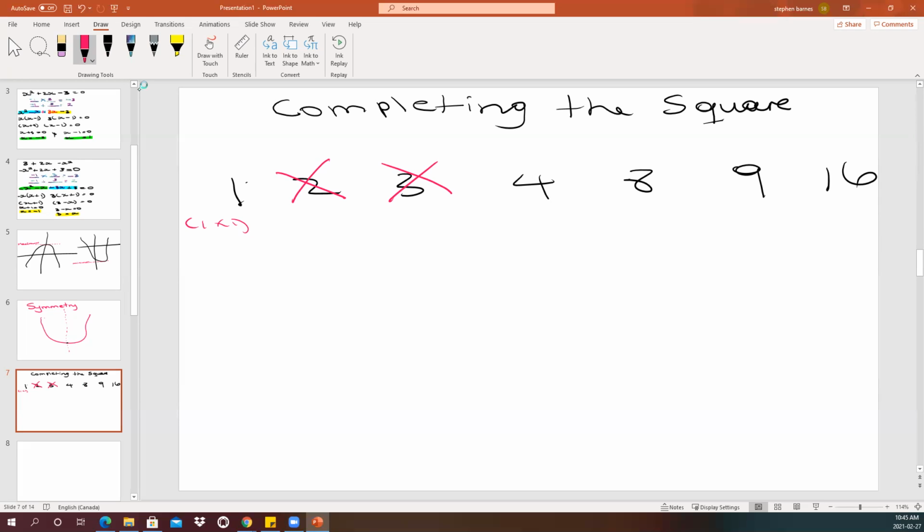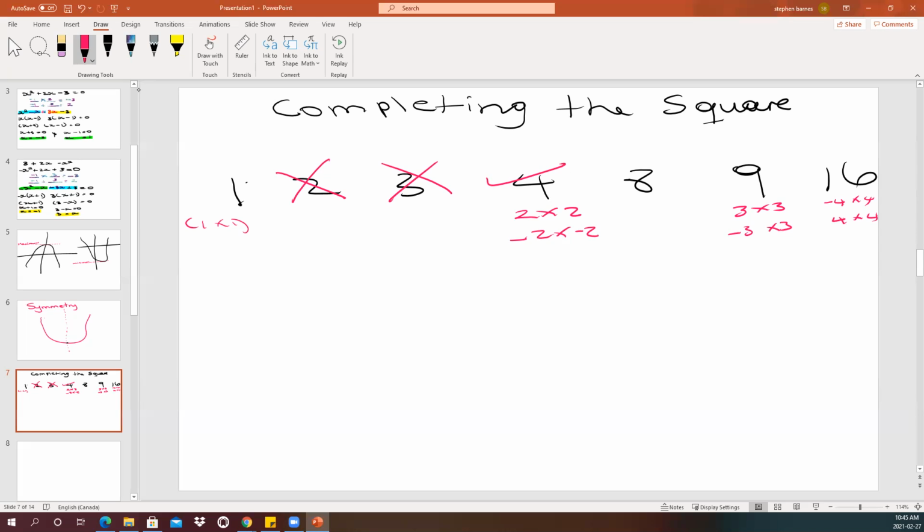However, 4 is a perfect square. You can use either 2 times 2 or -2 times -2 to give you 4, right? So this would be a perfect square. 8 isn't a perfect square, but 9 is, because you can use 3 times 3 or -3 times -3. And 16 is a perfect square because you can use two integers, either -4 times -4 or +4 times 4 to give you the answer, right?